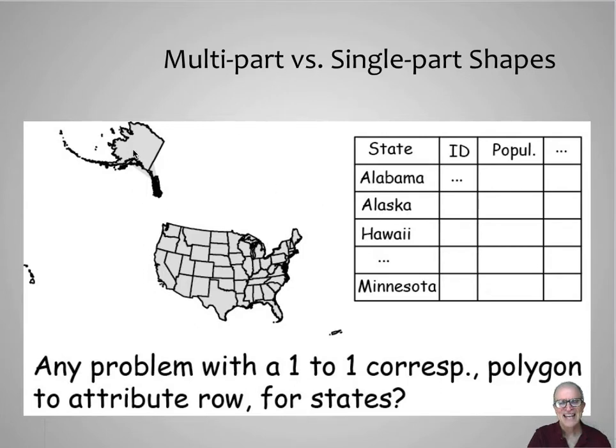Problem is when you have a state like Alaska, with all these islands, those are separate little polygons as well as the mainland polygon. How am I going to have an entry for Alaska when I have multiple polygons for the state? Will I have a different row for each of the bits of Alaska? Well, we don't want that. We want a state data layer. And the only way we can really do that, or the best way, is to have these multi-part shapes.